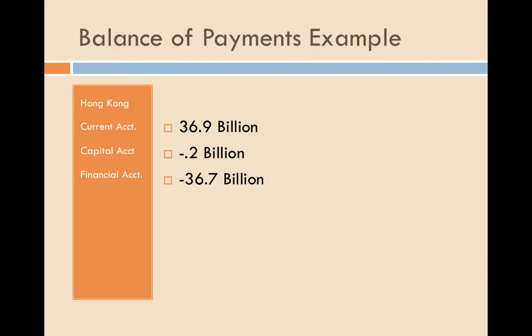An example of what a balance of payments might look like. Let's take Hong Kong, for example. You can see that the current account is 36.9 billion, so it's a current account surplus. Hong Kong has tons of exports, so that makes sense. However, the capital account and the financial account are negative. When we add the current account with the capital and financial account, we find that the answer is 0. The accounts have balanced each other out, hence the balance in the balance of payments. So just note, this is a good example of these three accounts.